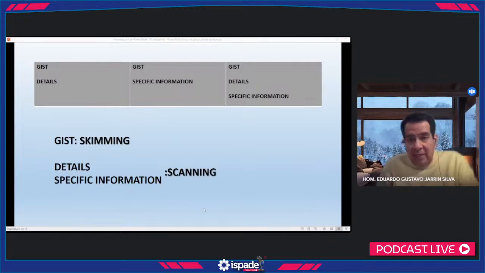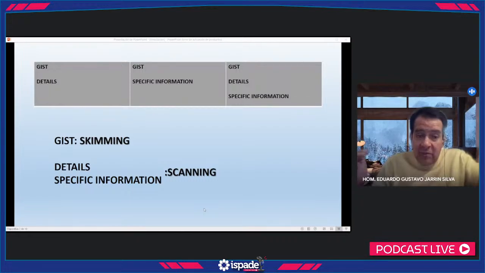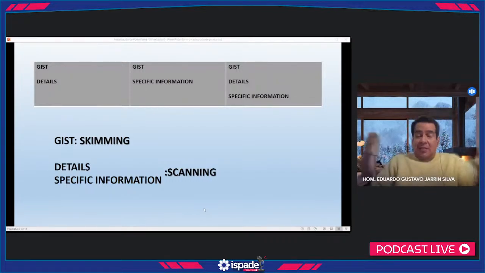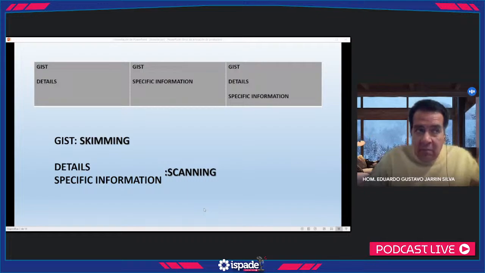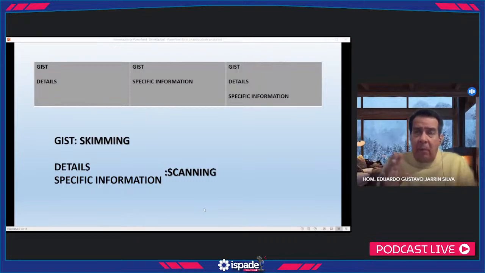Okay, so as I said before, this is skimming, and the other option is for details and specific information, we use scanning. Scanning is widely known by most people. We will take a look at that a little bit later. But let me tell apart the difference between details and specific information. Many people get confused here. They are not the same.